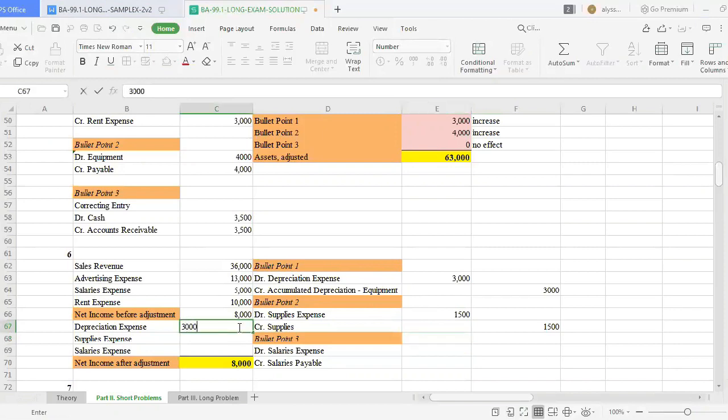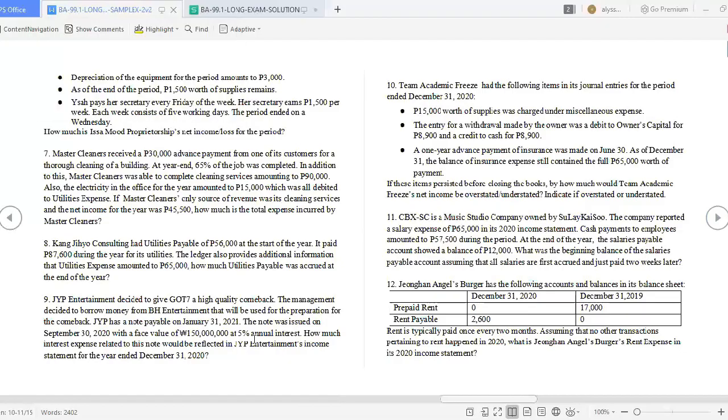Here, depreciation expense of 3,000, supplies expense of 1,500. Last, Isa pays her secretary every Friday of the week. Her secretary earns 1,500 per week. Each week consists of 5 working days. The period ended on a Wednesday. So of that 1,500 divided by 5, Isa earns 300 per day.